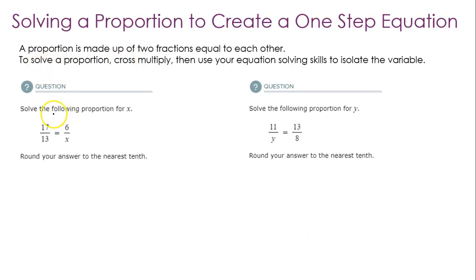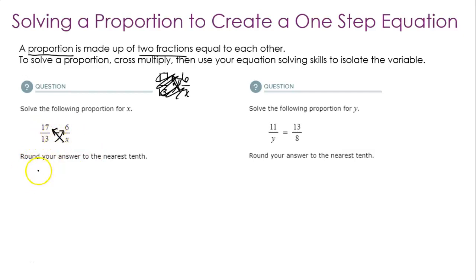So every time you solve this, you want to check and make sure that you're recognizing a proportion. Remember, a proportion is made up of two fractions equal to each other. If there's not an equal sign in the middle, then it doesn't work. Like if this said 17 over 13 times 6 over x, I cannot cross multiply. We've already learned how to solve a problem like that. We would multiply straight across. That's a multiplication problem. This is a proportion, so we can cross multiply.